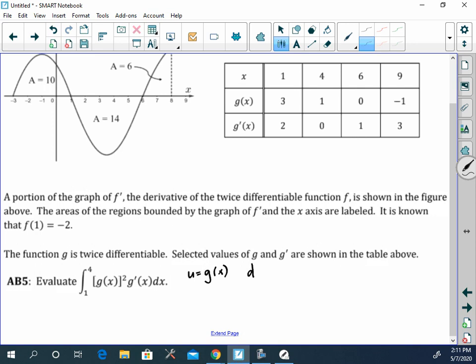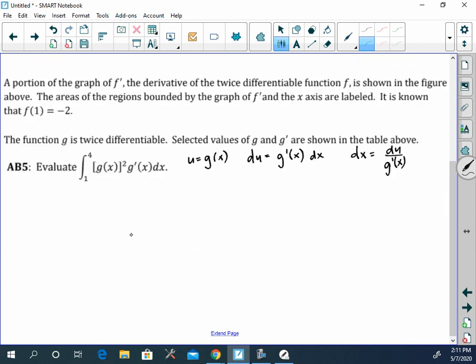So if we took the derivative of that, our derivative of g of x would be g prime of x, and then dx in the back. And then typically we solve here for our dx. So it would be du divided by g prime. Okay. And then the other thing that you have to be kind of careful of is that these limits are going to change. So you don't want to put 1 to 4 on here when we're switching it. So instead of g of x squared, it's going to be u squared.